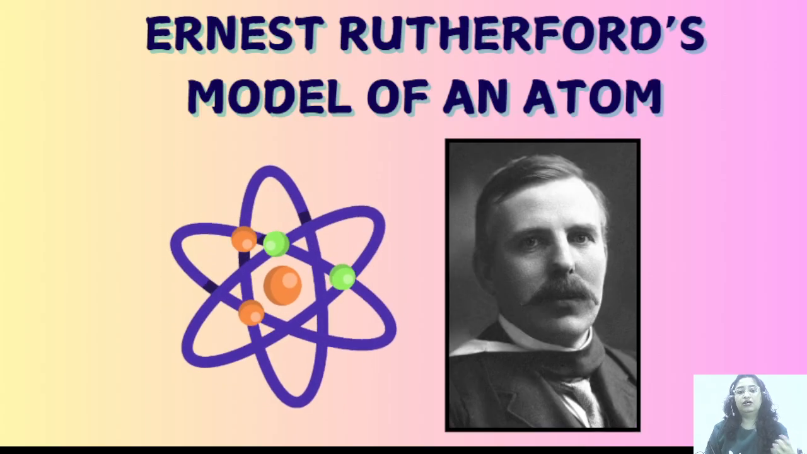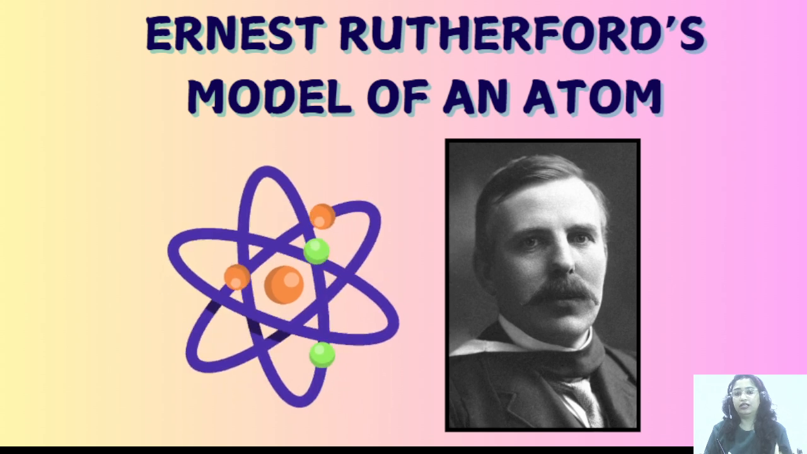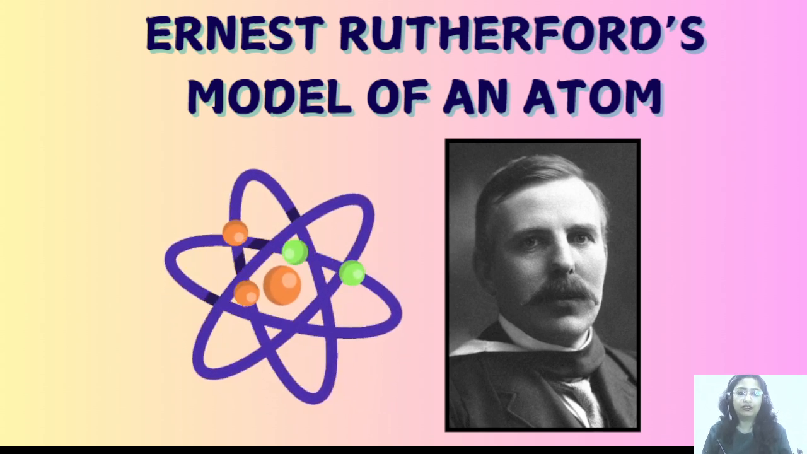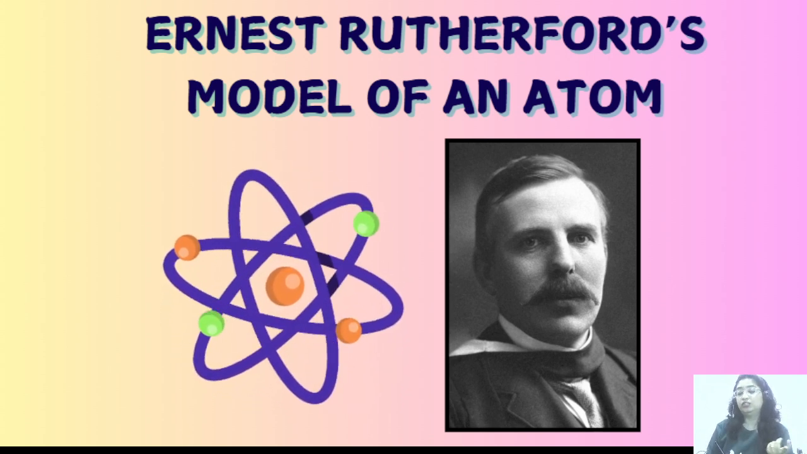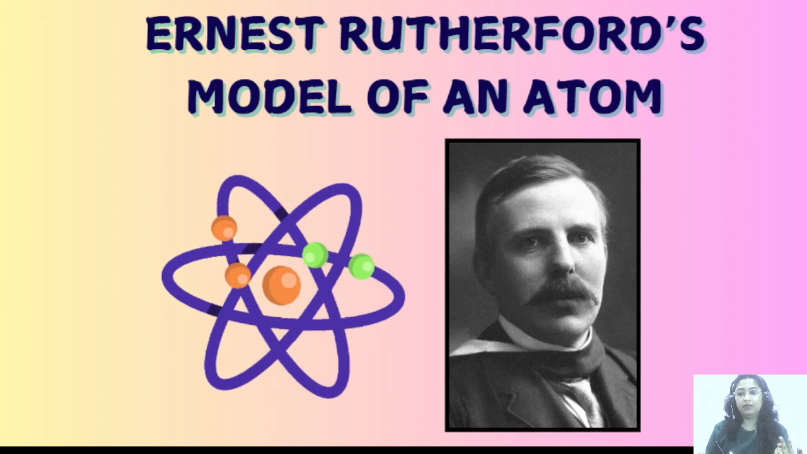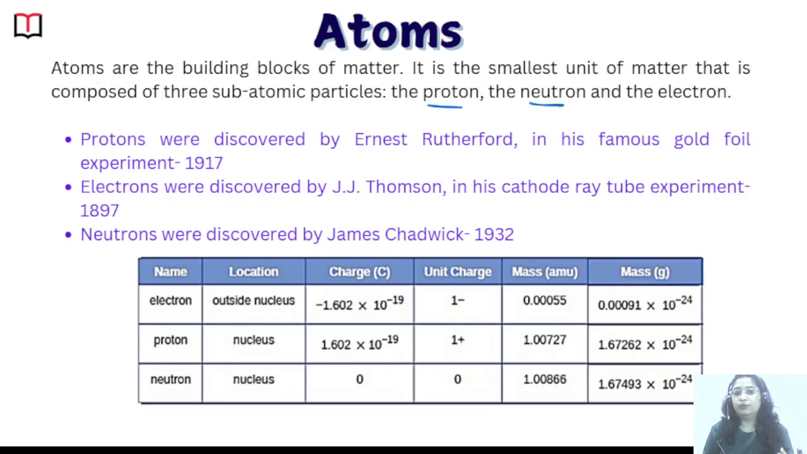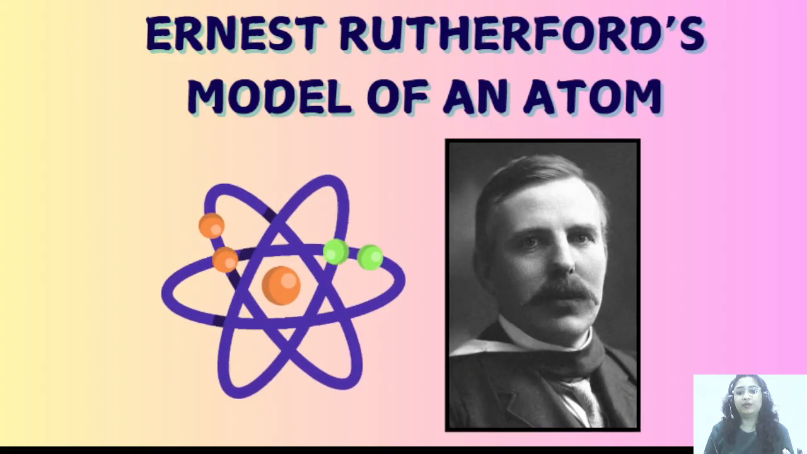First is the Ernest Rutherford model of an atom. Actually, this is the third model of an atom, not the first, because first we did Dalton's, and the second was J.J. Thomson's. Okay, so Rutherford discovered the proton. When did he discover the proton? In the year 1917, he discovered the proton and he did his famous gold foil experiment.